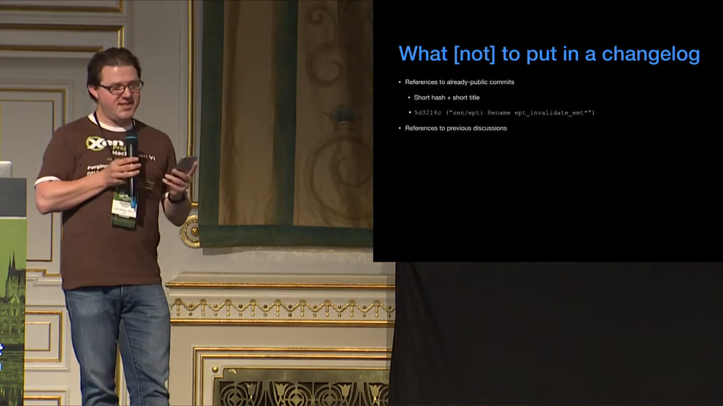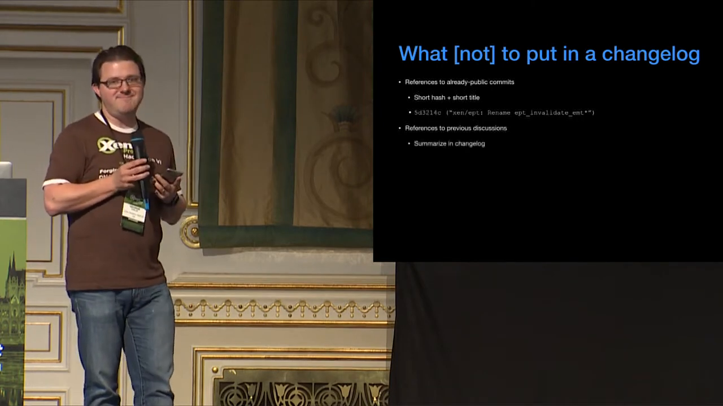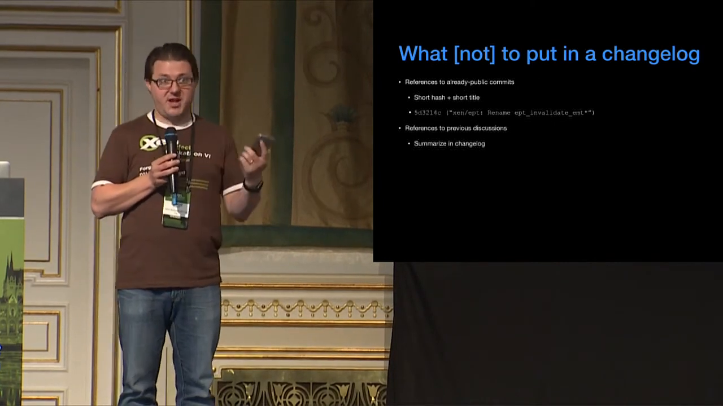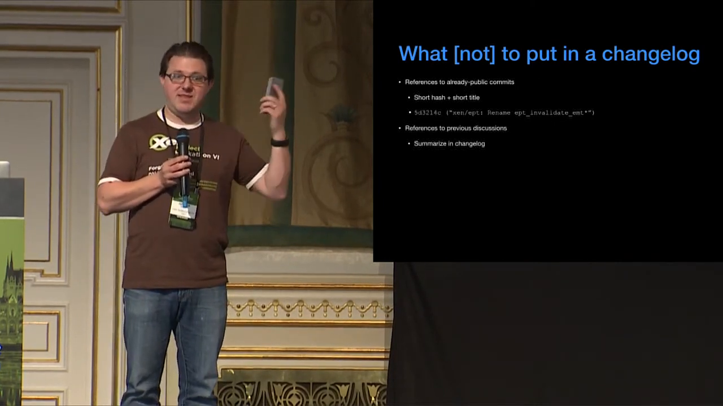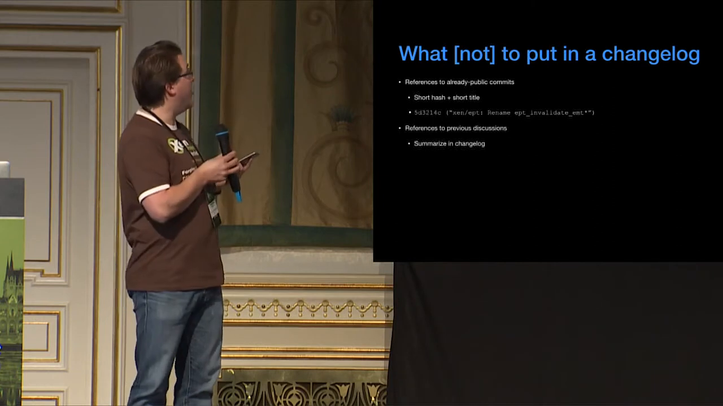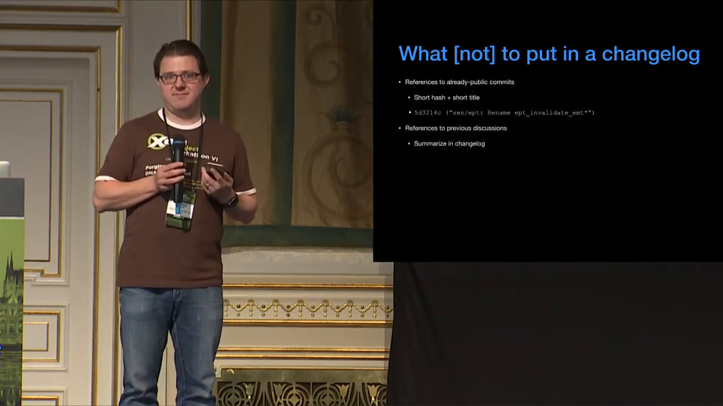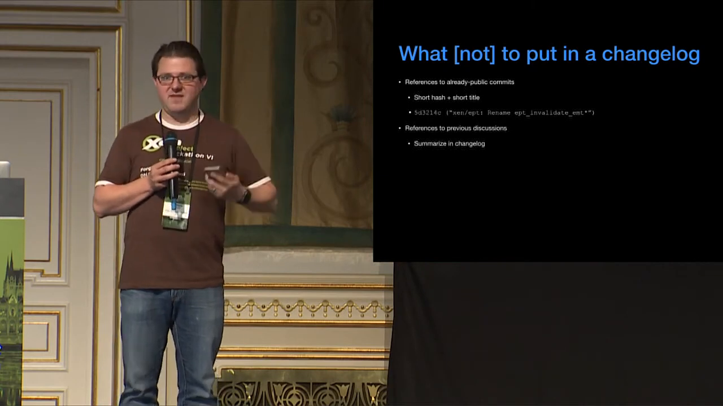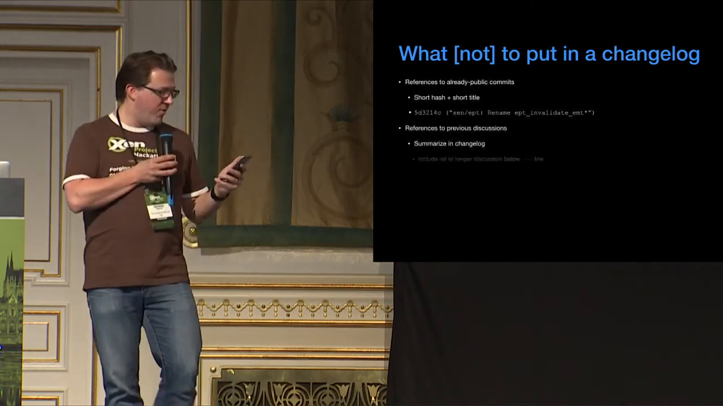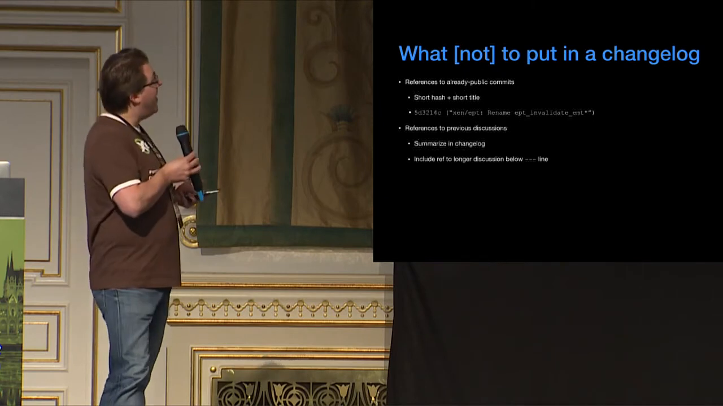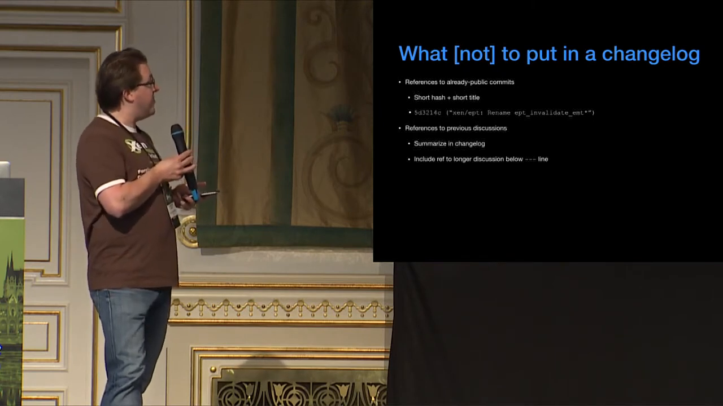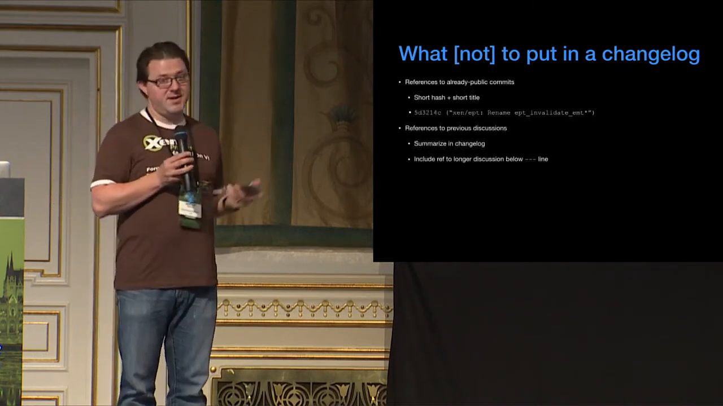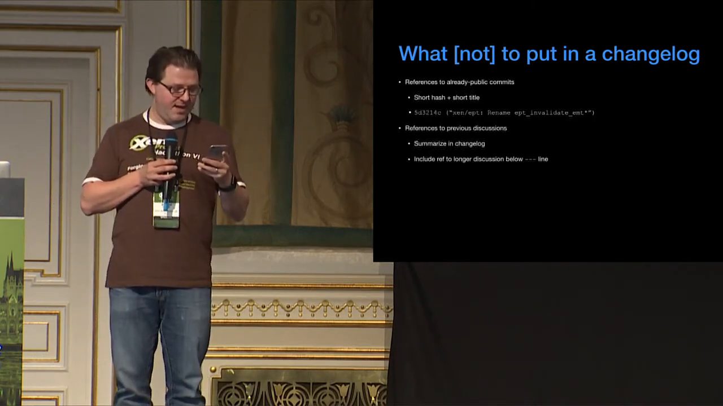If you want to reference previous discussions, don't put a link to the actual discussion in the bit that you're going to check into Git. Summarize it in the changelog so that if someone is going through it offline, they don't have to go back and find out what it is. If you want to refer to a longer version of it, then put a link to the longer discussion below the dash dash dash line.